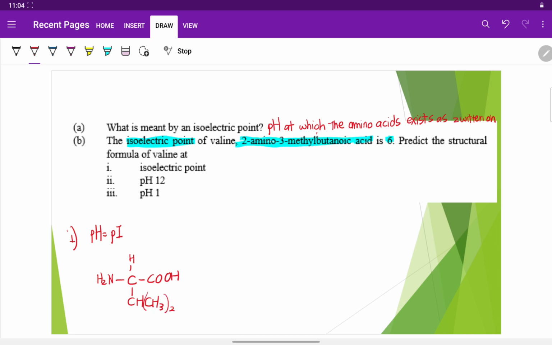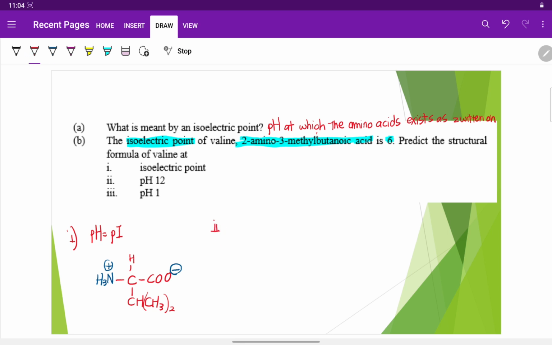Okay, now, so pada pH equals to pI, pada isoelectric point, apa yang berlaku? Here dekat sini. So at this part, it becomes COO minus dan dekat sini adalah NH3, so saya tukar kat sini NH3 plus. So this will be at the isoelectric point. Okay, now that's the first one.